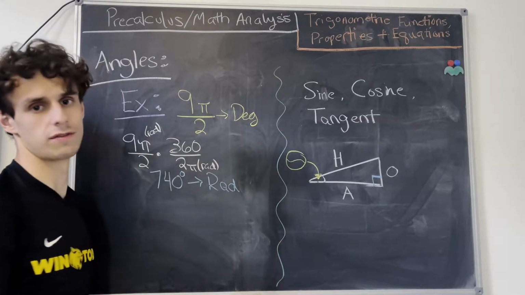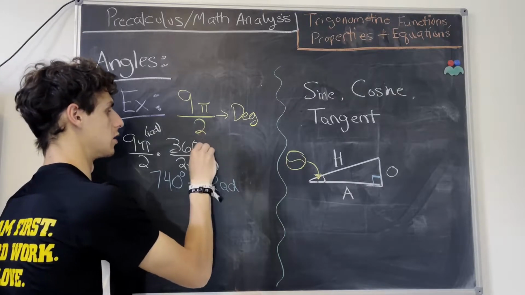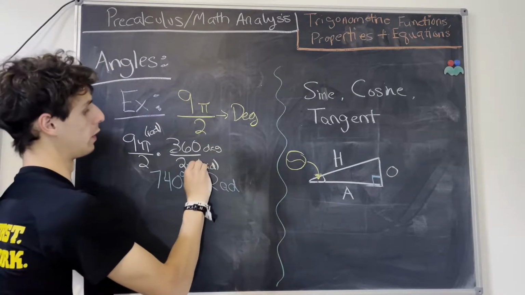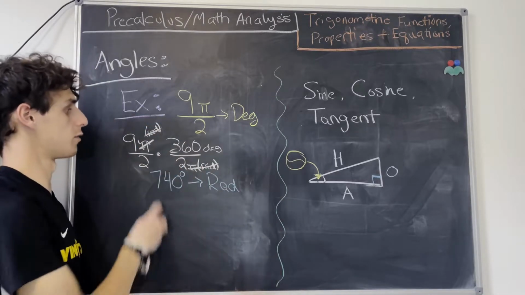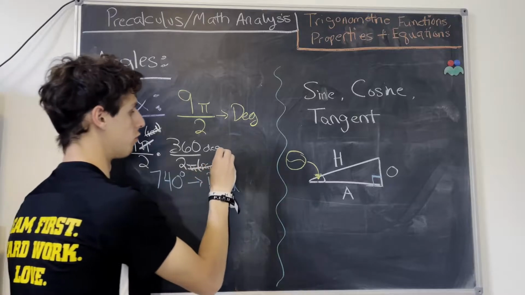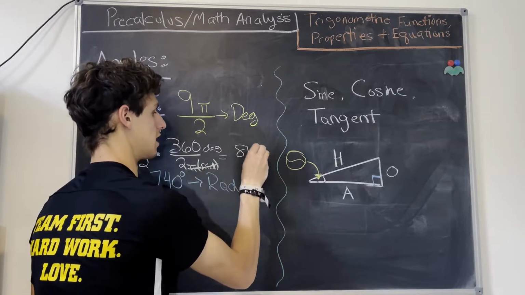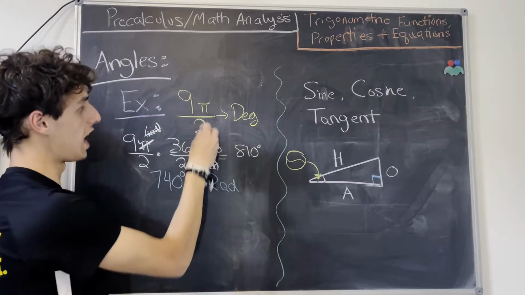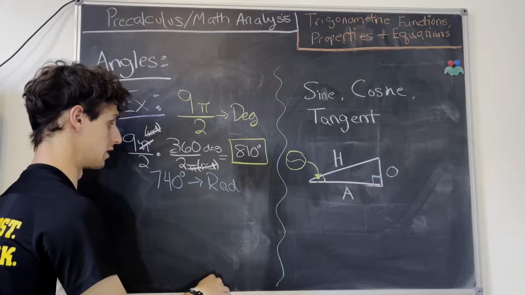This is our conversion factor, similar to what you would do in a science class. And we have 360 degrees, but now our radians cancel, and our pi's also cancel, so we're left with 9 times 360 over 4 degrees. And that gives us 810 degrees. So 9 pi over 2 radians is 810 degrees.